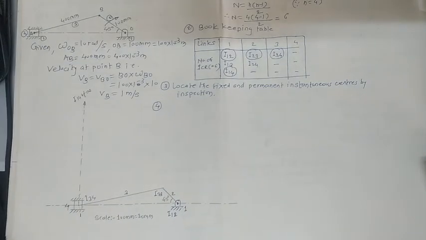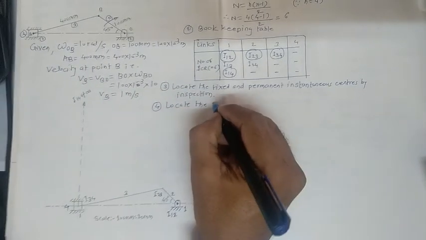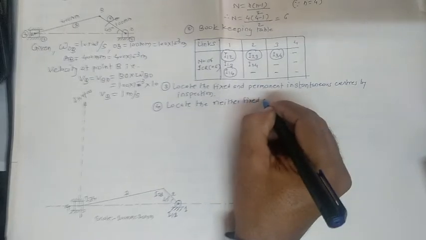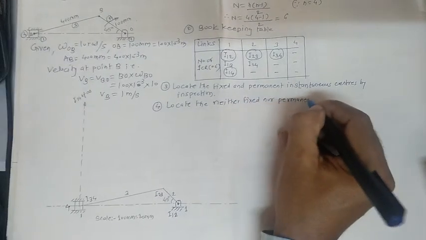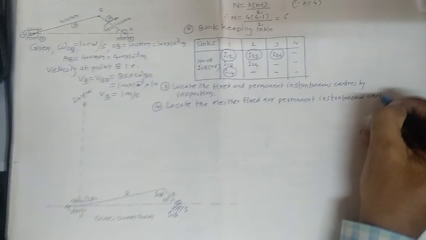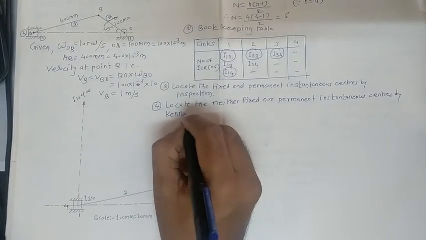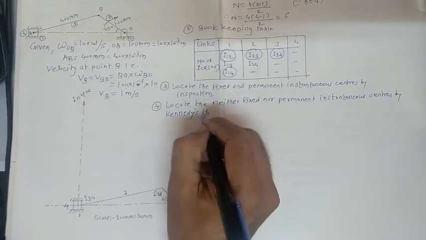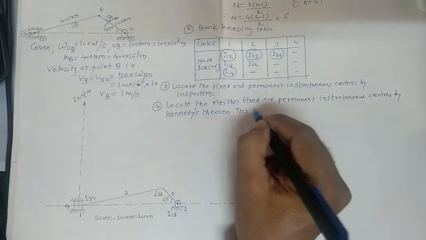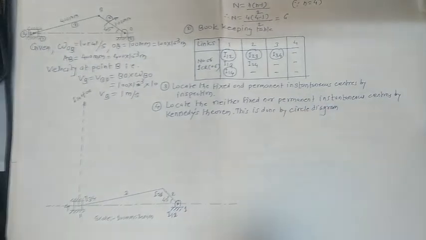Now locate the neither fixed nor permanent instantaneous centers by Kennedy's theorem. This is done by the circle diagram.